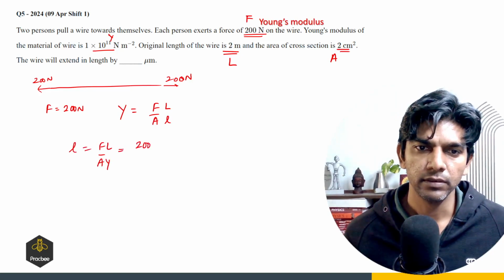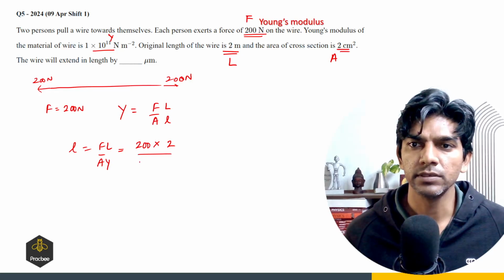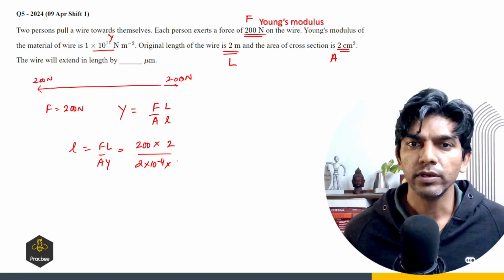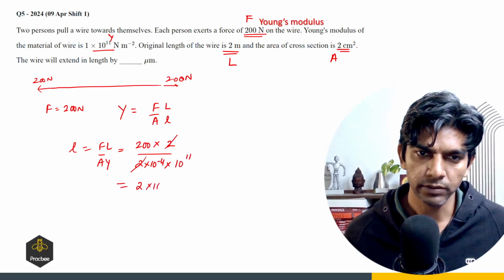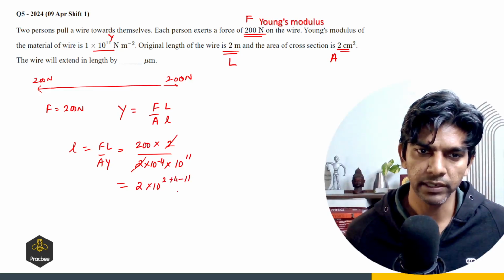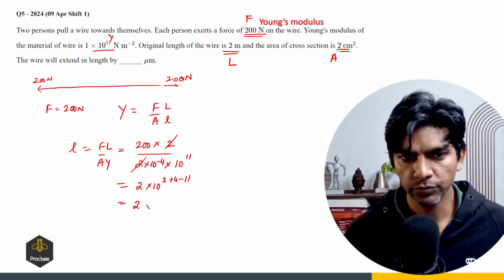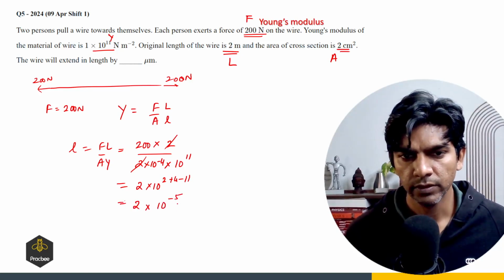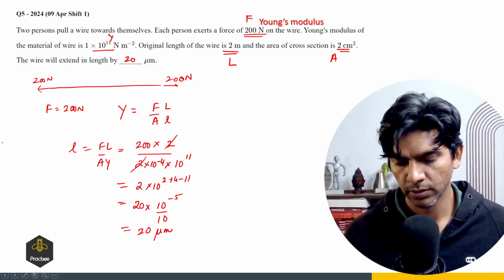F is 200, length is given as 2 meters, area of cross section is given as 2 into 10 raised to power minus 4 meter square, and Young's modulus is 10 raised to power 11, so 2 will get cancelled out. So that will be 2 into 10 raised to power 2 plus 4 minus 11, and we have to find answer in micrometer. So that will be 2 into 10 raised to power 6 minus 11, that will be minus 5. So multiplying with 10 to the power 6 micrometers, that will become 20 micrometers. So 20 is the answer of this question.